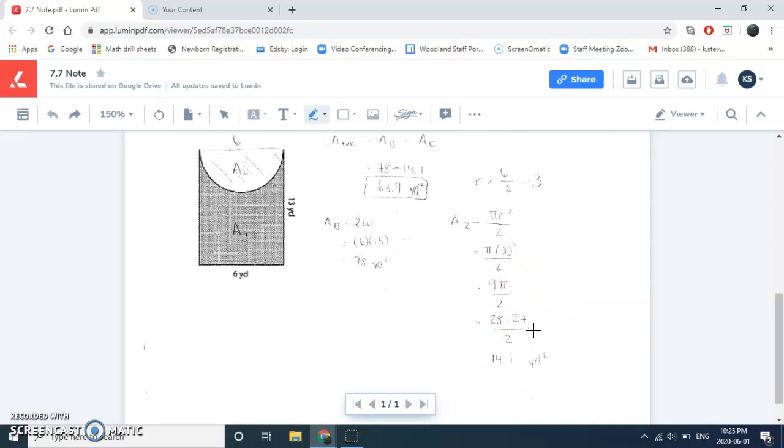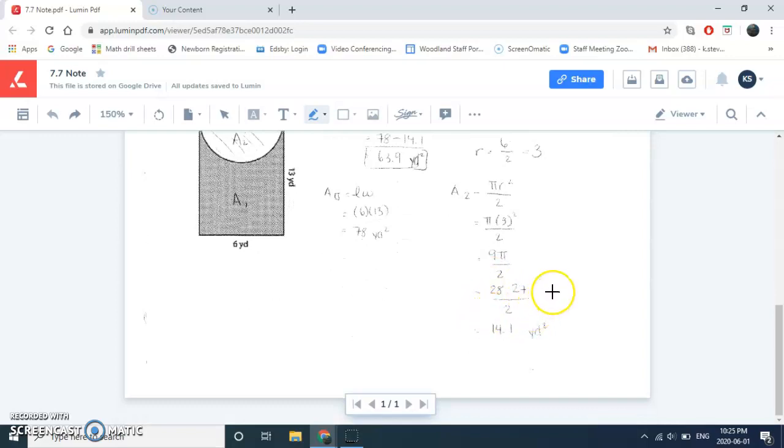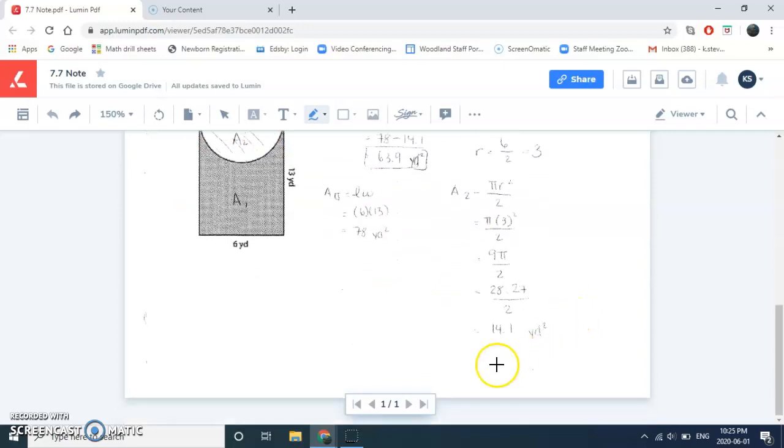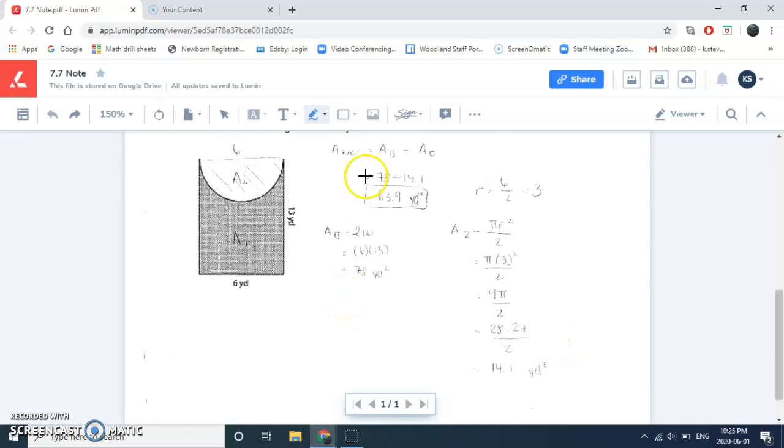Again, 3.14 gives us 28.27. And we need to divide that in half, again, because we only have half of the circle removed. So we divide it by 2, which gives us 14.1 yards squared. So now our total is the full rectangle, which is 78 yards squared, and we're going to subtract out that semicircle, which is 14.1 yards squared. And that leaves us with 63.9 yards squared. So that's how we can use subtraction as well.